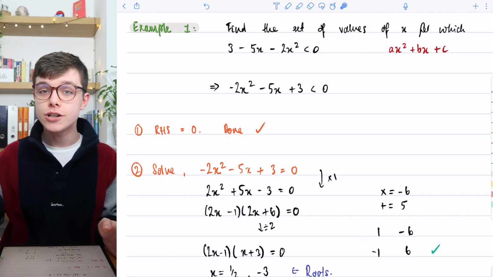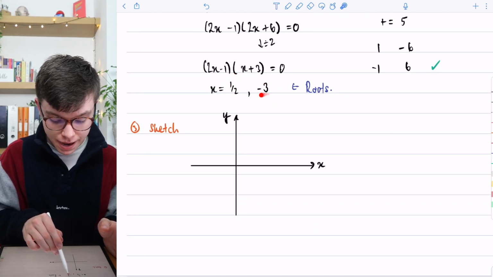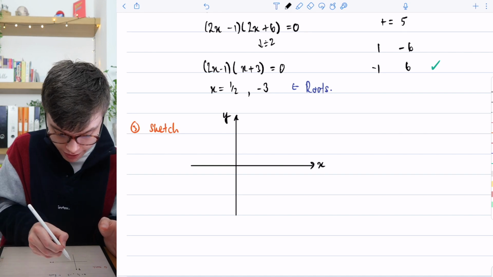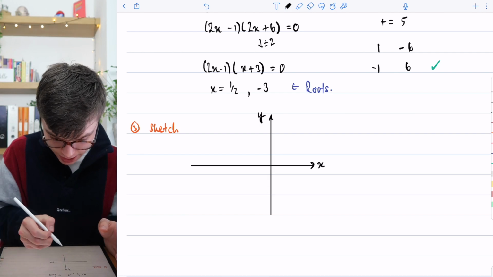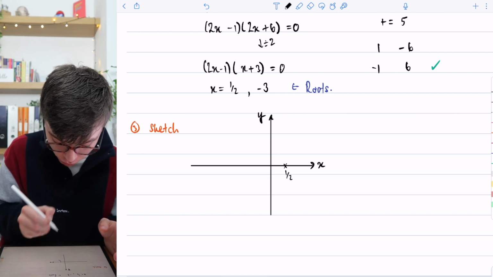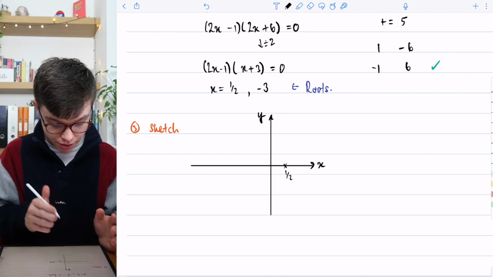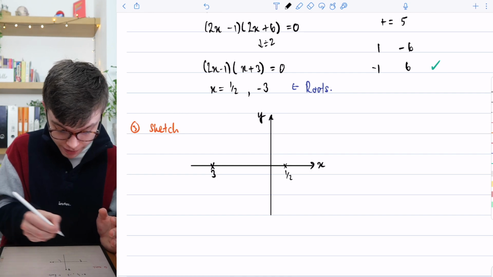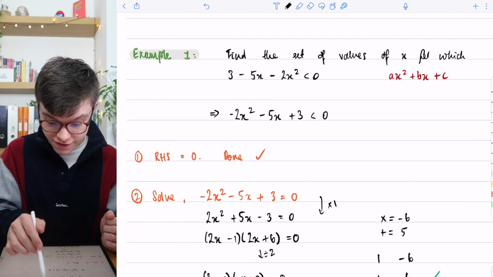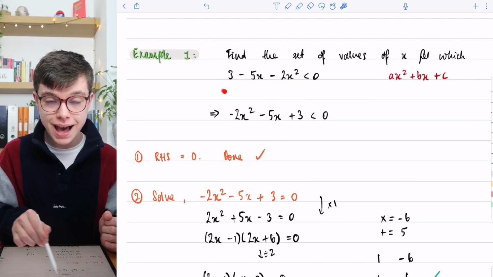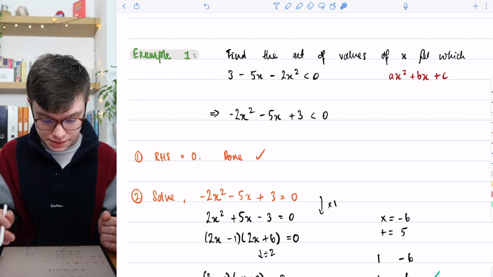And so I'm going to have an N-shaped graph, and we can see the roots are 1/2 and -3. So I'll put those on the graph. Here we've got 1/2, it will be about there. It's just a sketch to help you do this solution, so don't worry about it being perfect. And then about there will be -3. Now, again, it's going to be negative because that was the original quadratic that we had in the question. That's what we're trying to find the set of values for it to be less than 0.